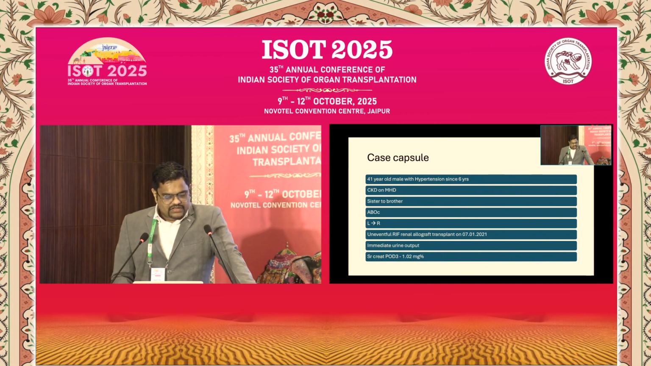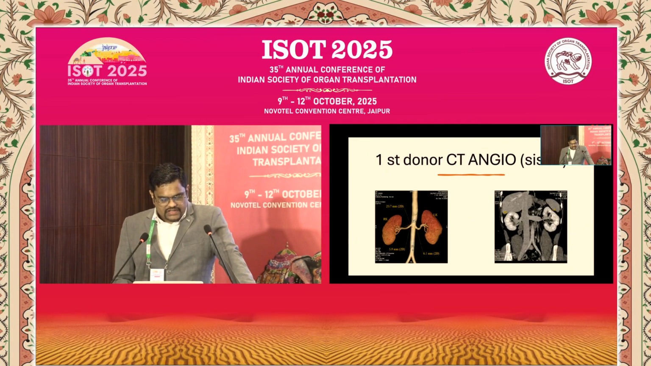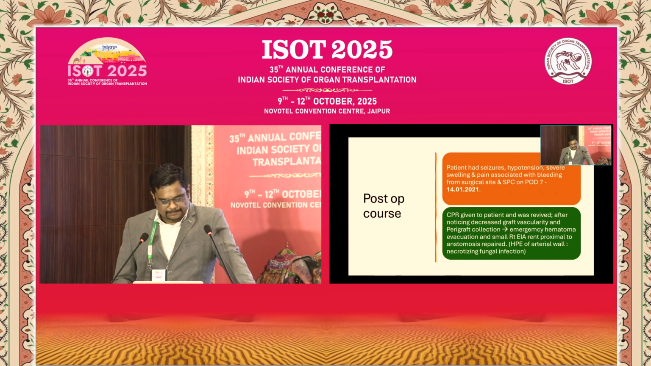So I will just share a case capsule of one case of orthotopic transplant that we had done. It was a 41-year-old male with hypertension since 6 years, CKD on maintenance hemodialysis, sister to brother, ABO compatible transplant. It was left kidney to right recipient, right iliac fossa. Uneventful right iliac fossa transplant done in 21. So it's January 21, and there is immediate urine output, and post-op day creatinine is 1.02. Everything is going fine. This is the donor CT of the sister, which is sister to brother.